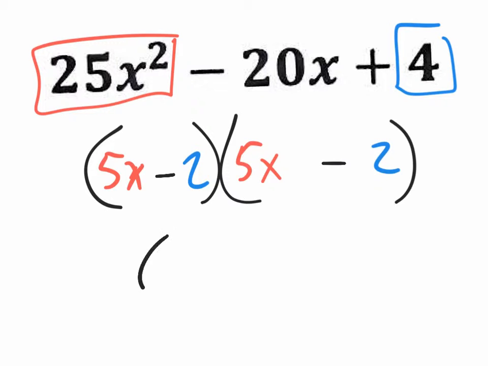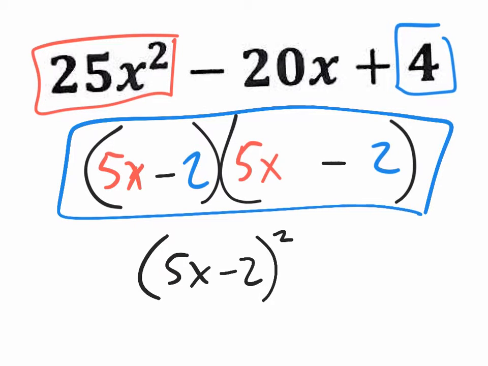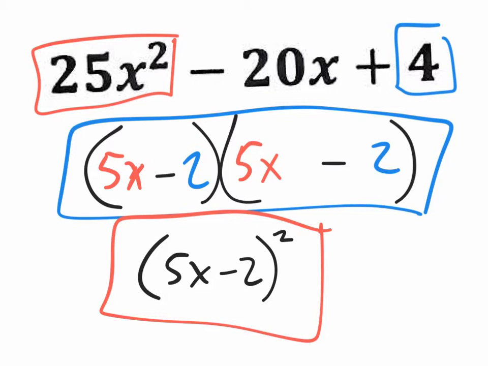The only other way to write it is like this: 5x minus 2 squared. So this is acceptable. On the test, you will see it written like that as a binomial squared.